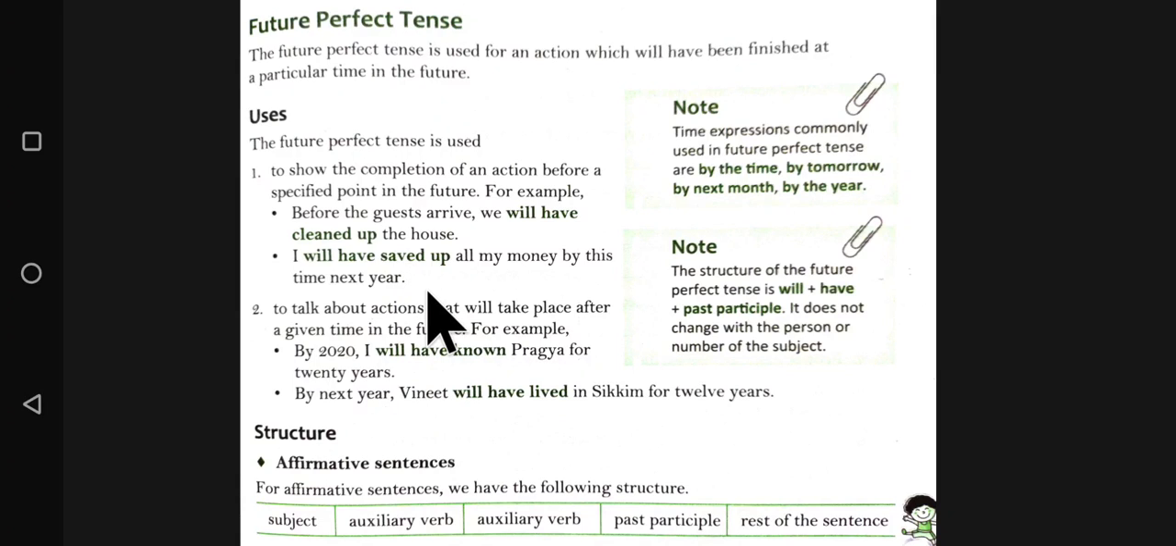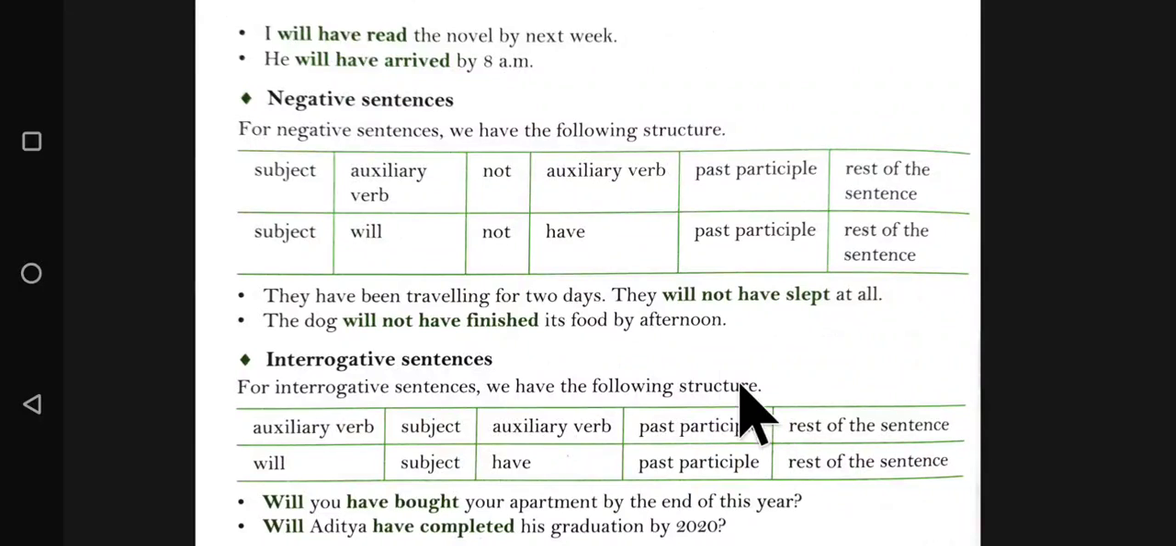Now again let's see the structure for an affirmative sentence in future perfect tense. The pattern goes like this. First comes the subject, then two auxiliary verbs, then the past participle form of the verb, then the rest of the sentence. An example is: He will have arrived by 8 a.m. So he is the subject, will is an auxiliary verb, have is an auxiliary verb, arrived is the past participle form of the verb, and then by 8 a.m. is again the rest of the sentence.